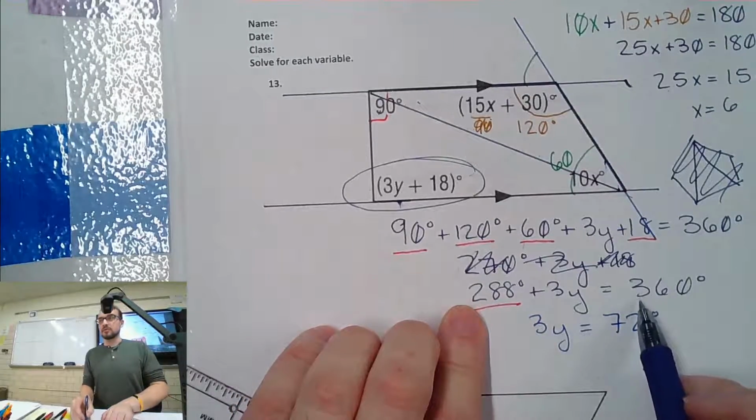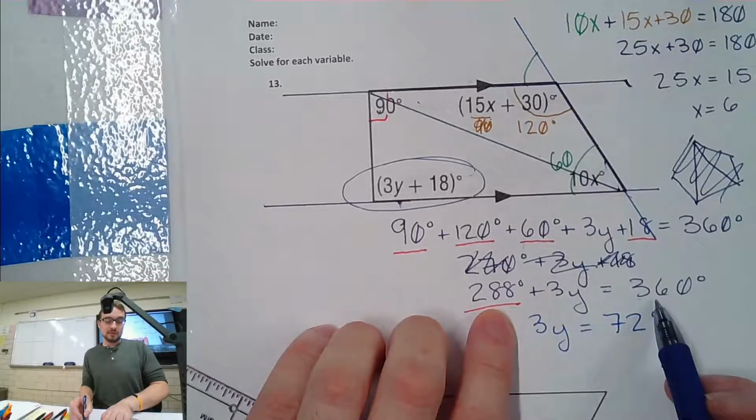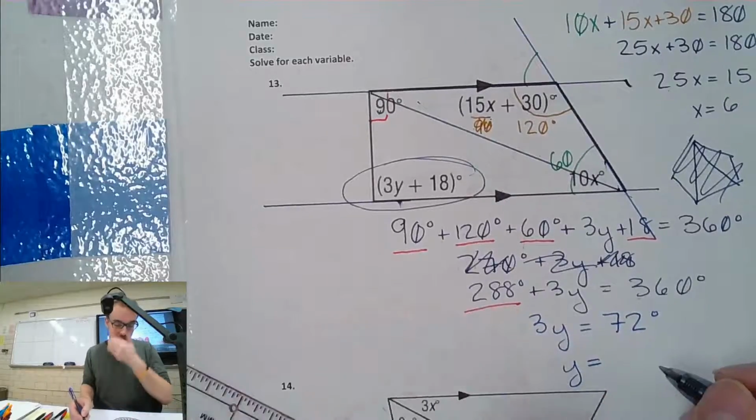I subtracted 200 from here, 160 left over. Subtracted 80 from 160, 80 left over. Subtract 8, 72 left over. Divide by 3.